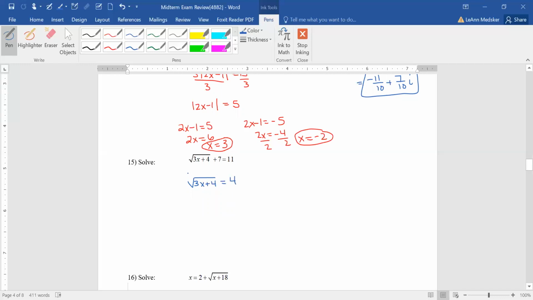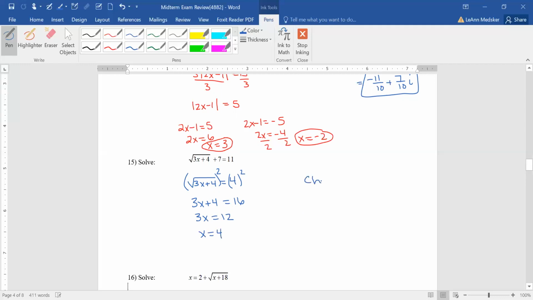Then we use the power rule to get rid of the square root, which says we can square both sides as long as we realize that this may create extraneous solutions. So that would then be 3x plus 4 equals 16. So if we subtract the 4 over, that's going to be 12. Divide by 3, we have a 4.